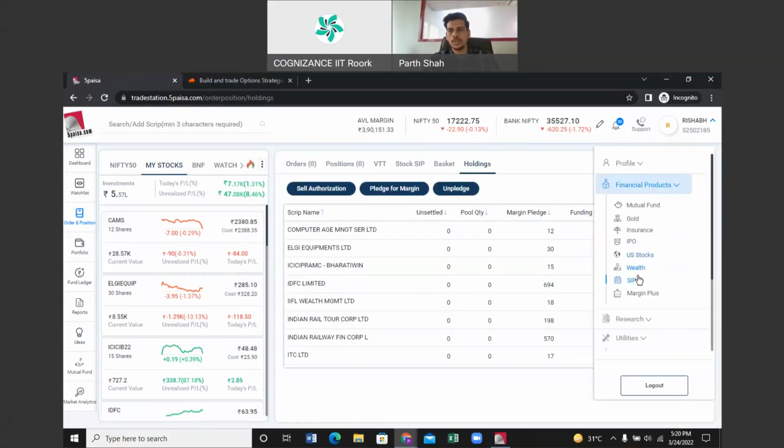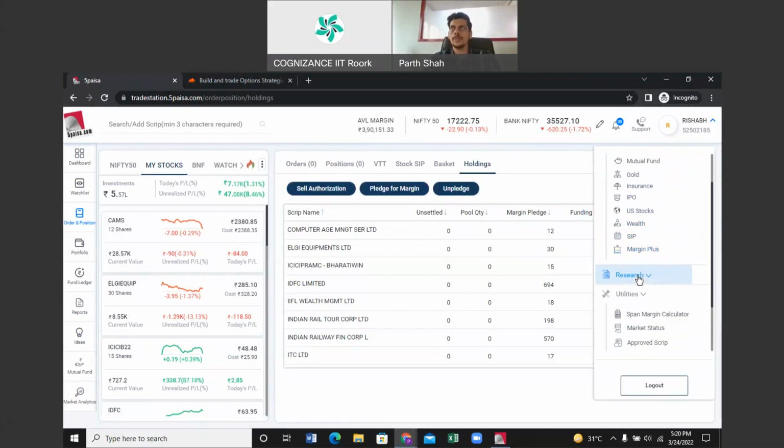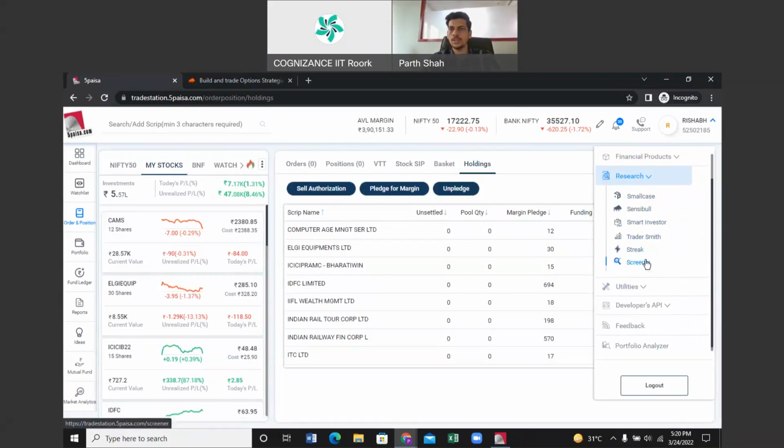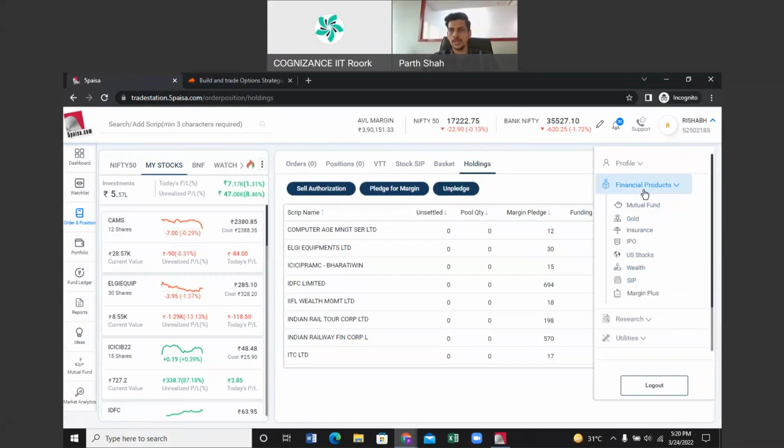And then you have the user menu here where you can see the third party apps as well, which are connected like Small Case, Sensible, Smart Investor, Tradersmith, Streak, Screeners. So everything you can see at this particular page. If you want to invest in gold, insurance, if you want to purchase insurance, or if you want to invest in IPO, US stocks, wealth, everything is available on this particular platform.